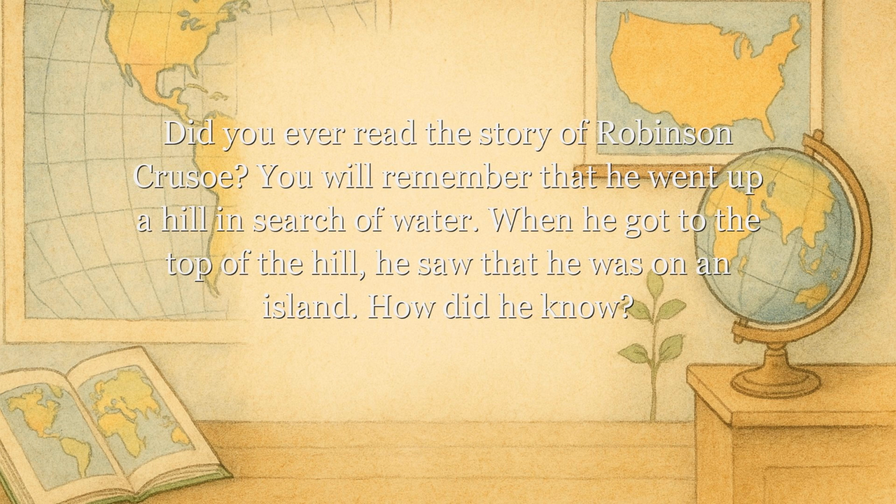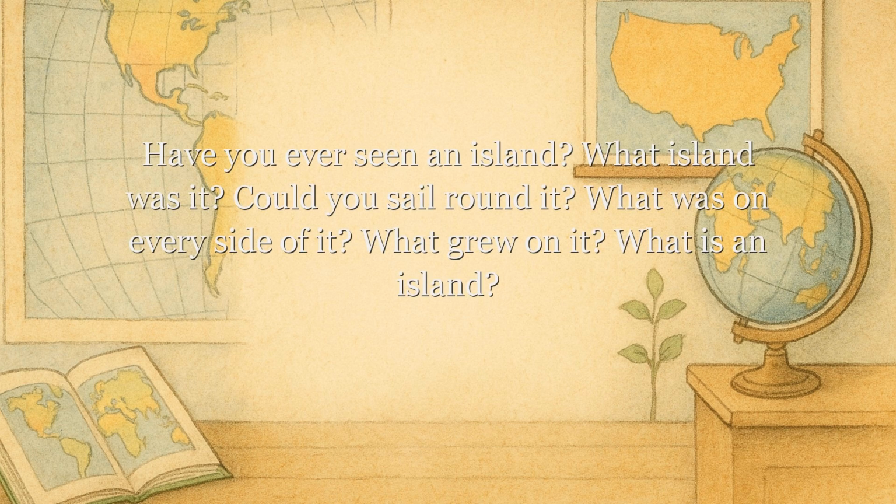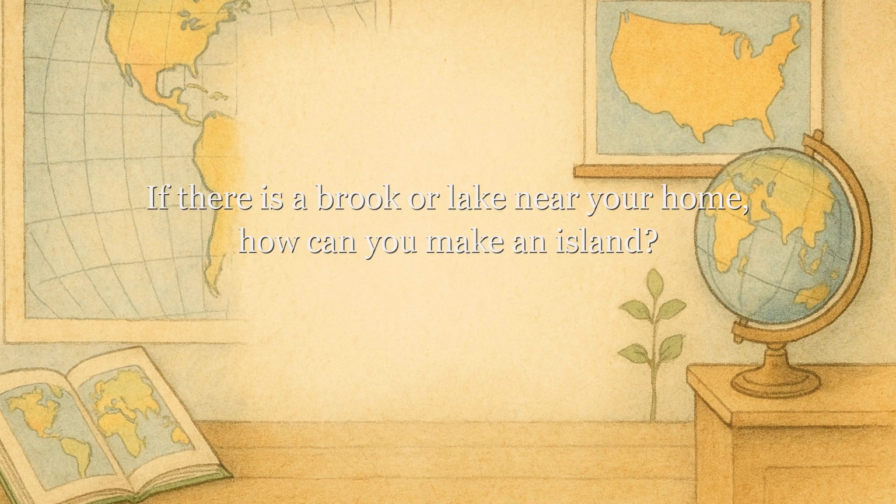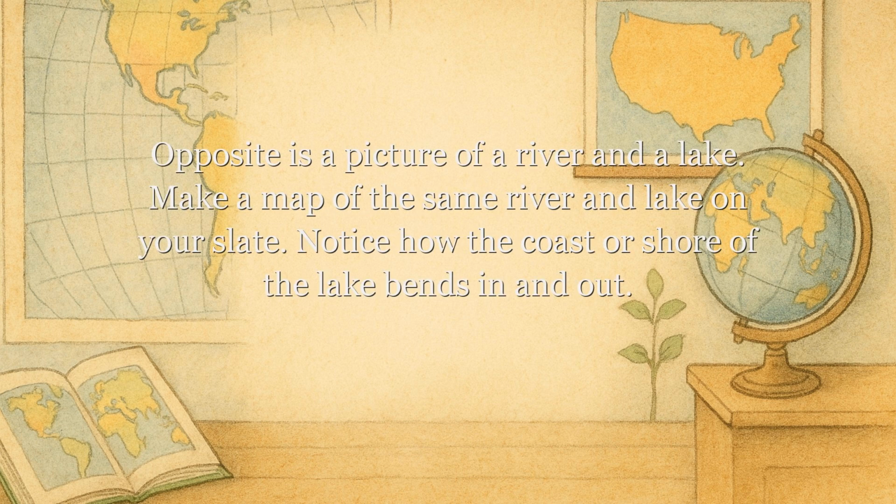Did you ever read the story of Robinson Crusoe? You will remember that he went up a hill in search of water. When he got to the top of the hill, he saw that he was on an island. How did he know? Have you ever seen an island? What island was it? Could you sail round it? What was on every side of it? What grew on it? What is an island? If there is a brook or lake near your home, how can you make an island?